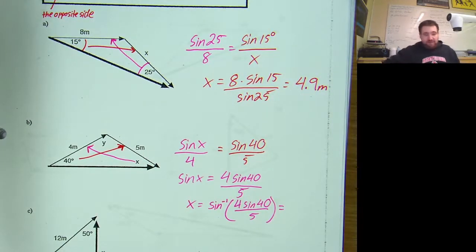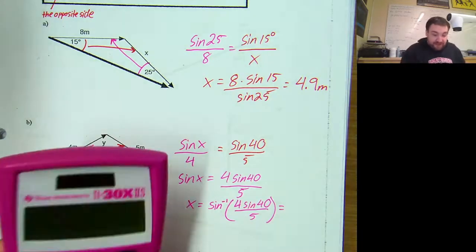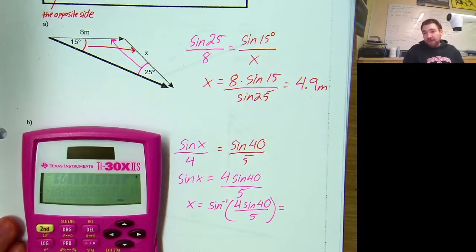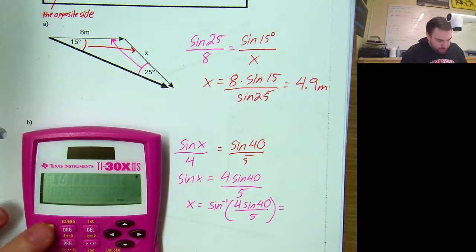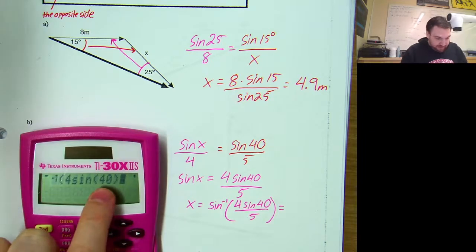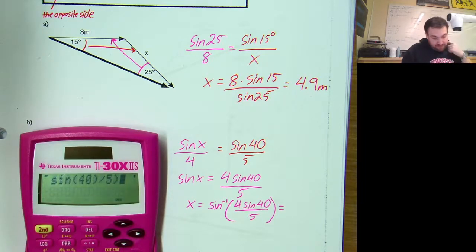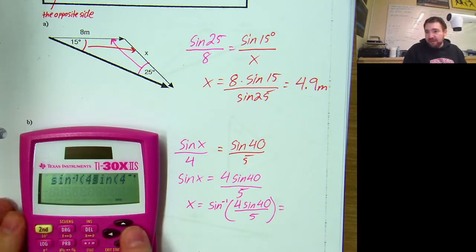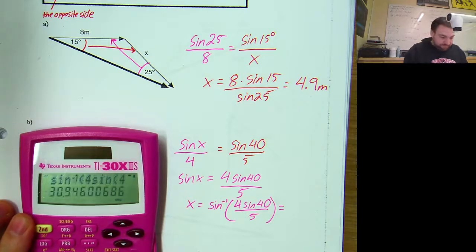It doesn't matter if you've got a scientific calculator, a two-line display scientific calculator like I recommended, or a graphing calculator, it's going to look the same. So especially if you're using this one here, sine inverse of 4 sine 40, make sure you close the brackets properly. So that bracket's going to get closed there, divided by 5, close the bracket again. So I've got, go back to the beginning, the sine inverse of 4 sine 40 over 5.